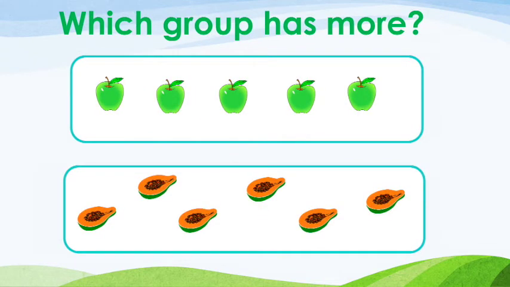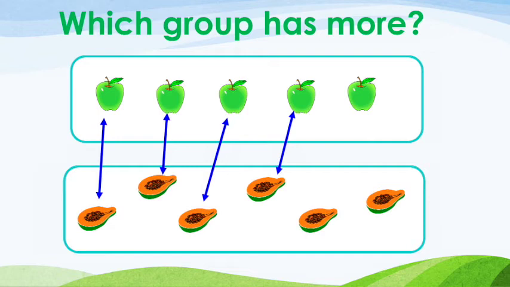So we are going to match our groups. In the first group we have apples, and in the second group we have pieces of pawpaw. Let's begin to match. 1 apple matches with 1 piece of pawpaw. Another apple matches with another piece of pawpaw. The third apple matches with another piece of pawpaw.